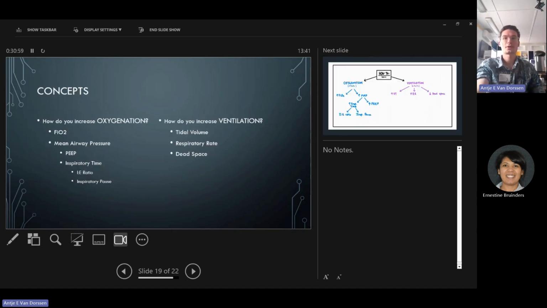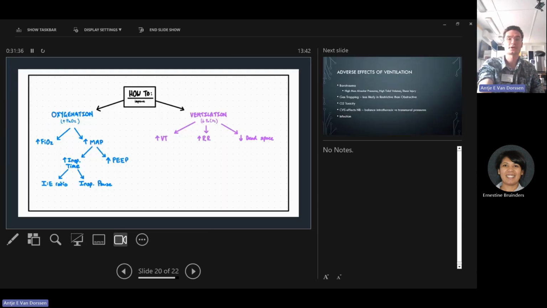So some concepts here from the basic course, which I think are the most useful, is that oxygenation and alveolar ventilation are two completely separate things in ventilating these patients, and you can adjust each of them independently, which is quite nice. And it's quite nice to understand that. So how do you increase oxygenation? You increase your FiO2, and you increase your mean airway pressure. And you can do that in a few ways. You can either increase your PEEP or your inspiratory time, and I'll just go through a little diagram just now. It just helps me to think better when there are colors and flow involved. So this is what I drew up.